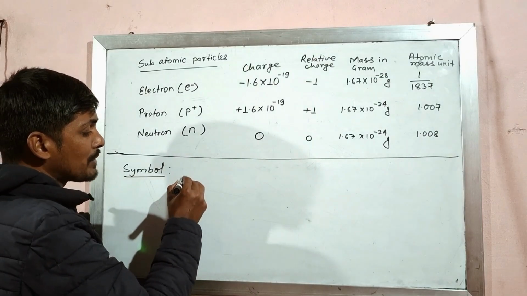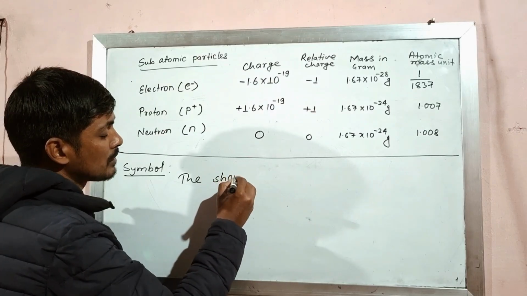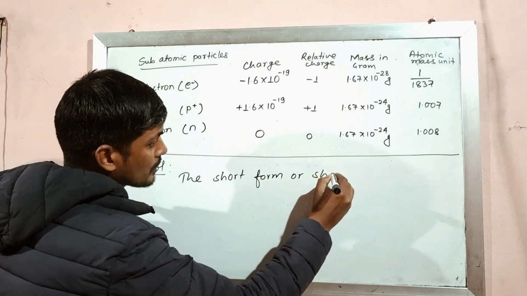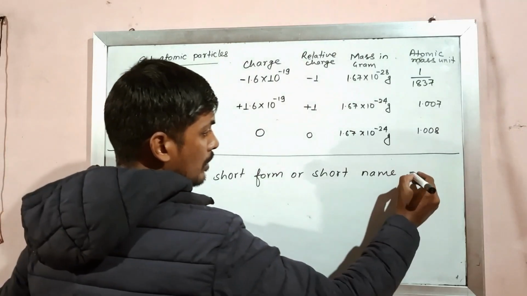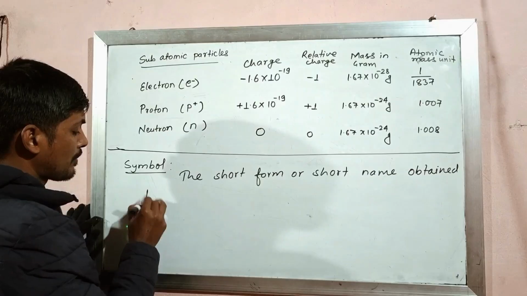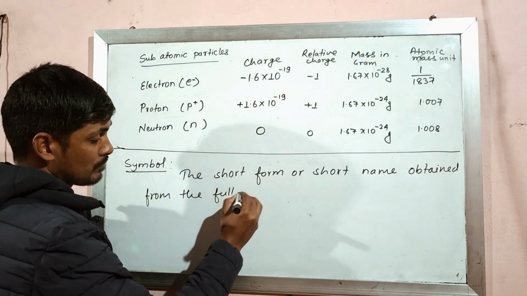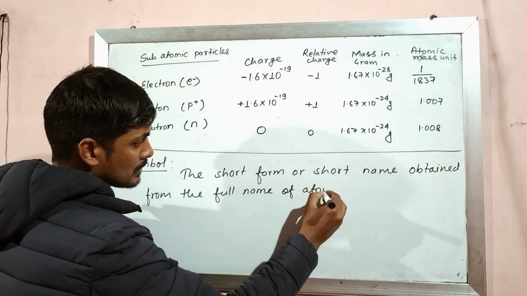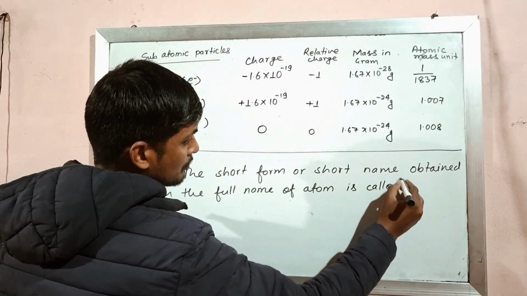So, symbol means the short form or short name obtained from the full name of the atom. The short form of the full name of an atom is called its symbol.